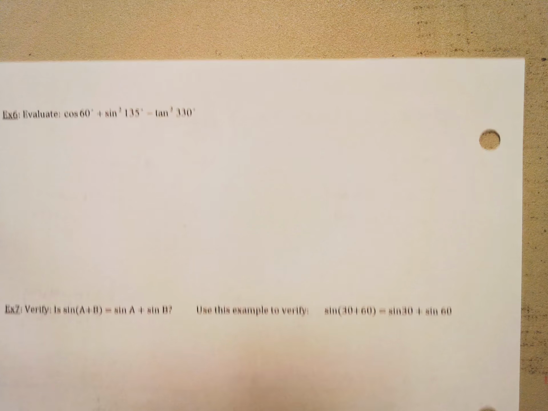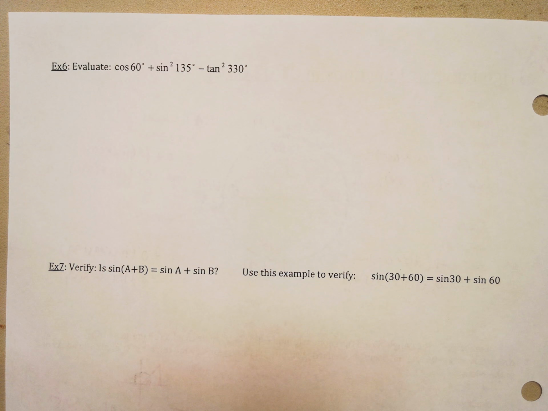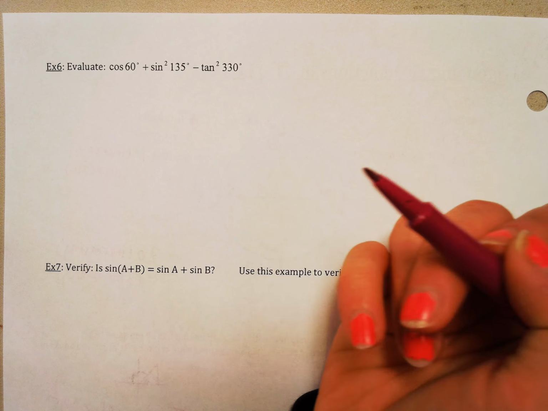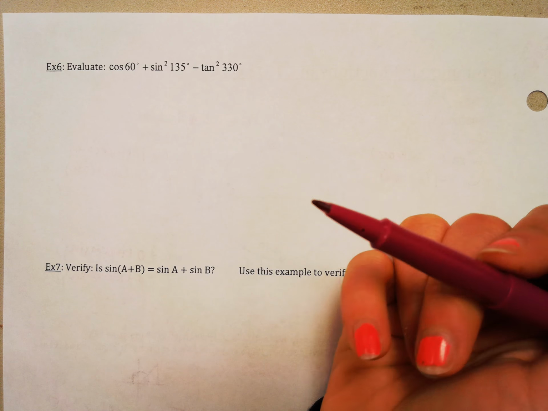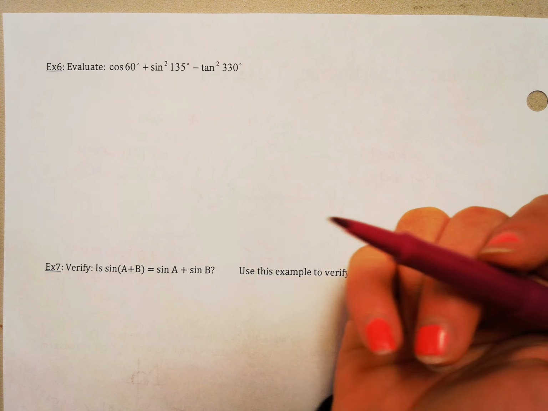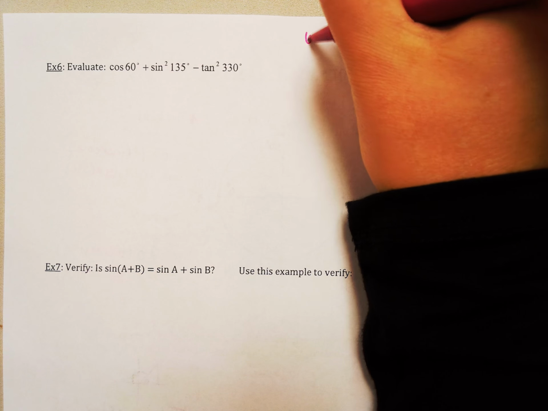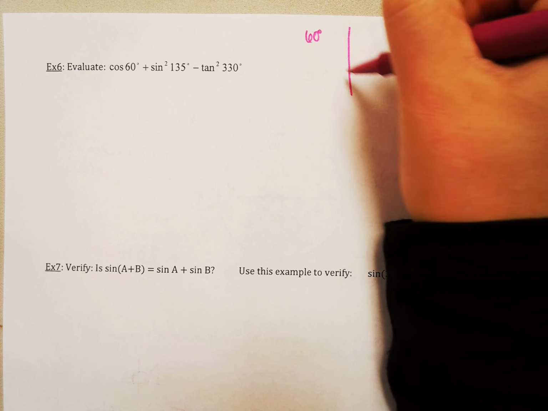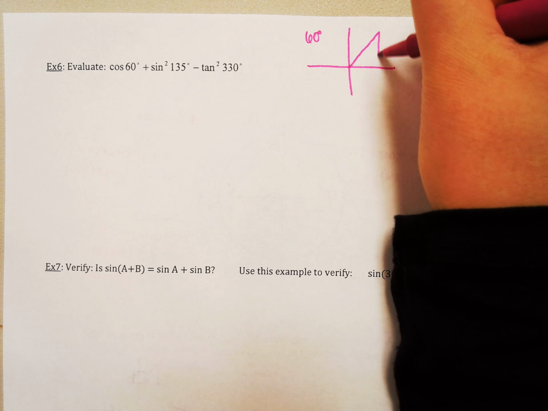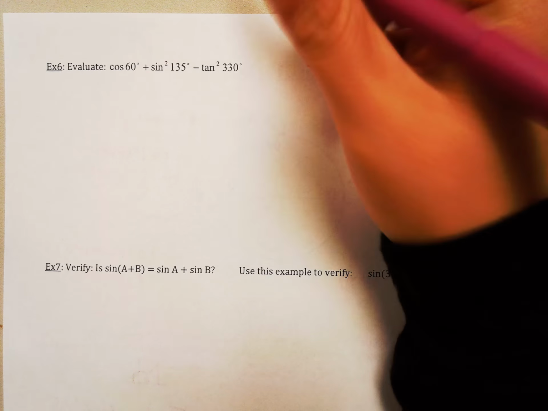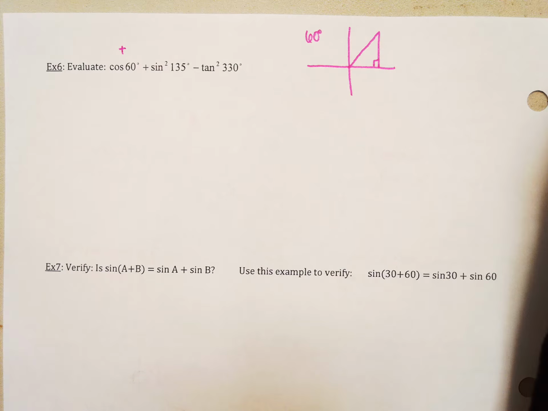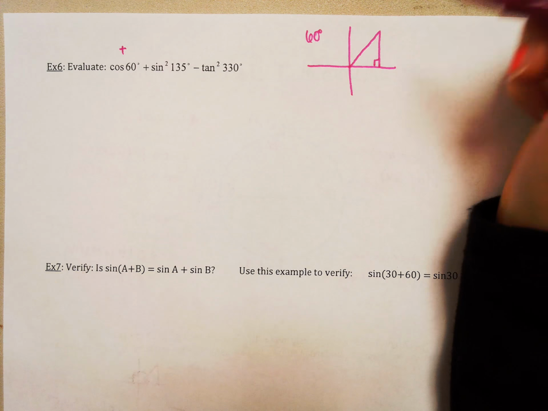So on the back side, it's just more of that. We're going to do it one more time, but from an evaluation standpoint, something that we're actually computing. For each of these, we're going to draw a reference triangle. So let's deal with my 60-degree angle. My 60-degree angle is in quadrant 1. That tells me that my cosine is going to be positive. So just keep that in mind.